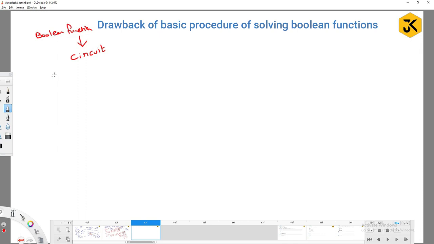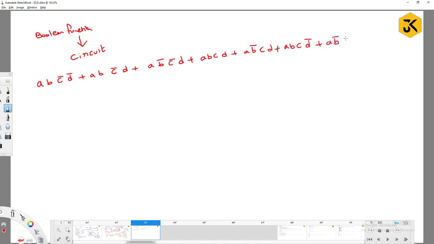So if I give you a certain expression, for example, a b c bar d bar, a b c bar d, a b bar c bar d, a b c d, a b bar c d, a b c d bar, a b bar c d bar, right? For this, can you construct a circuit?